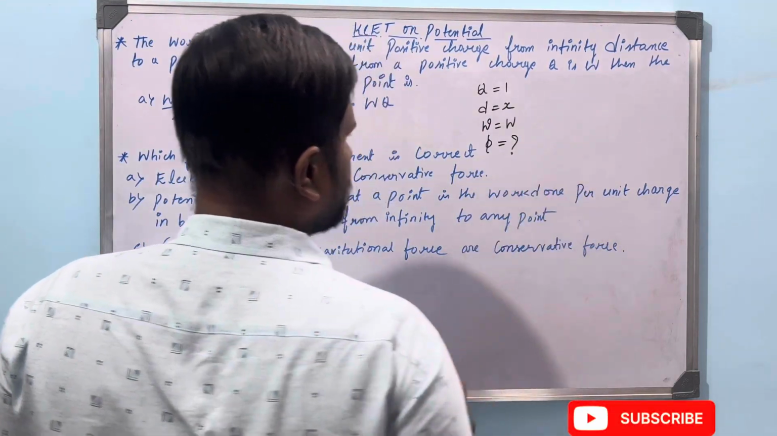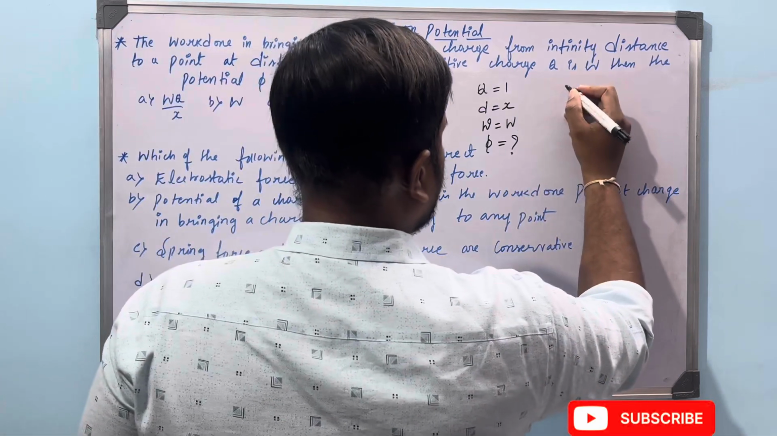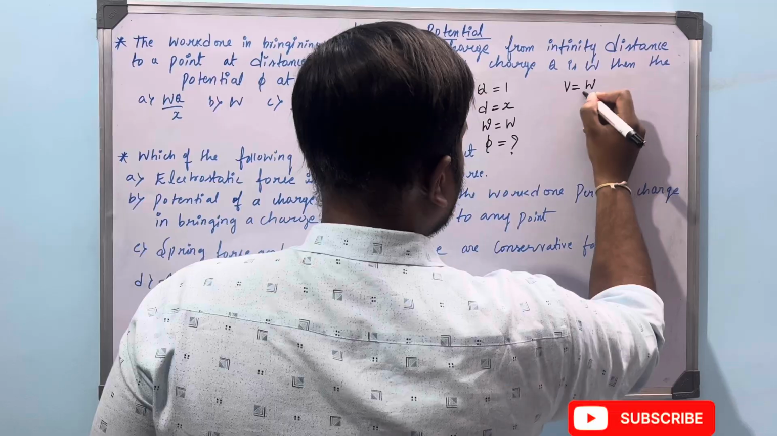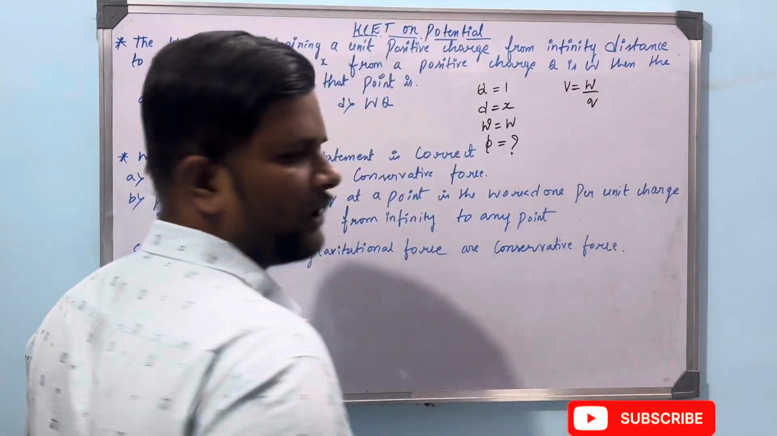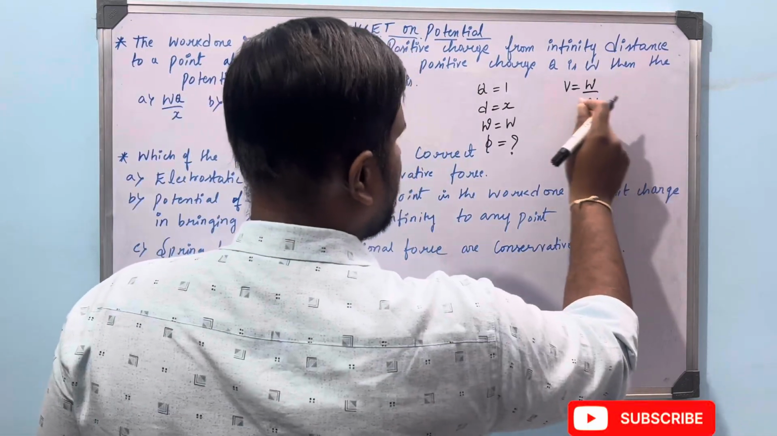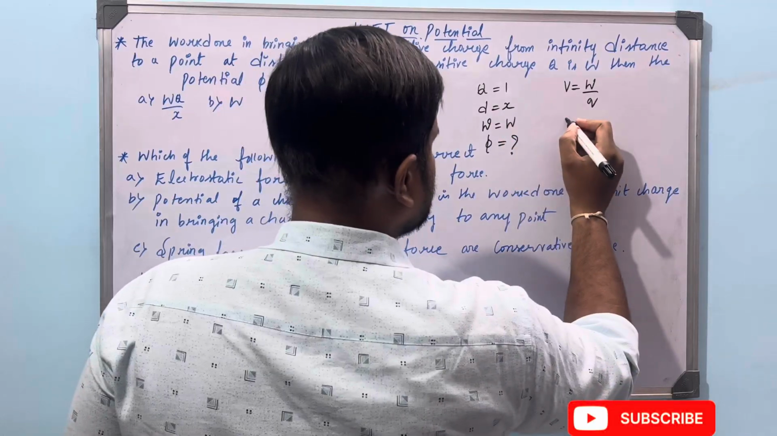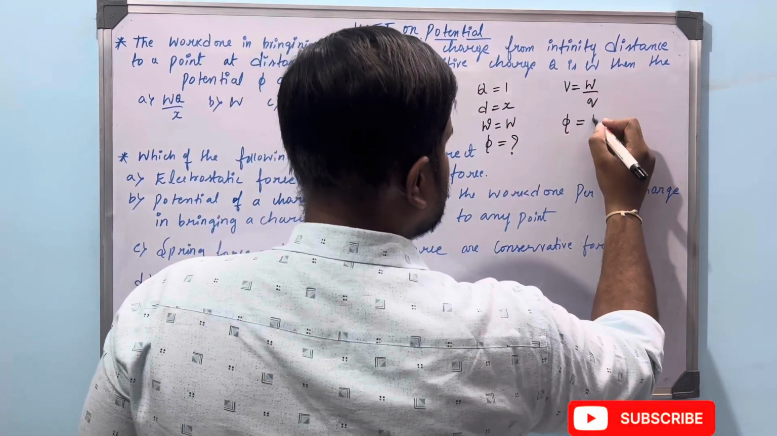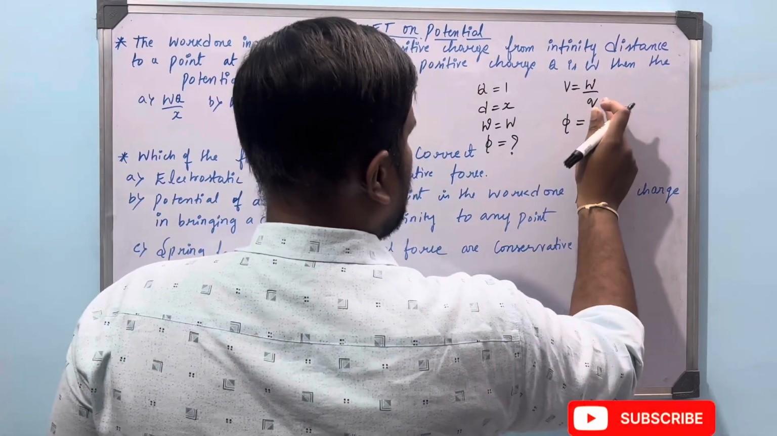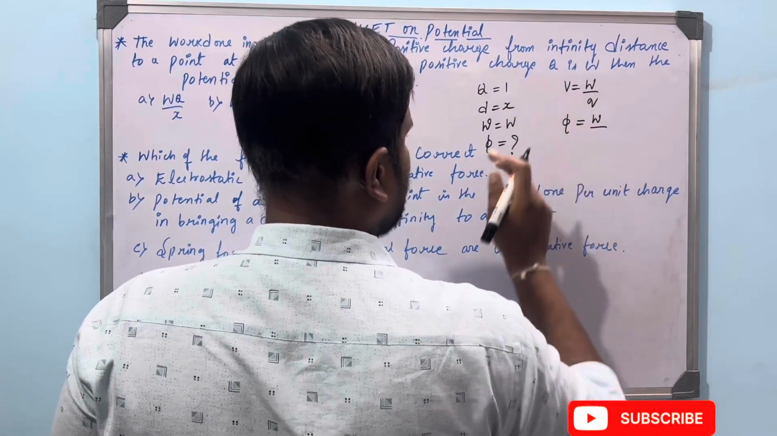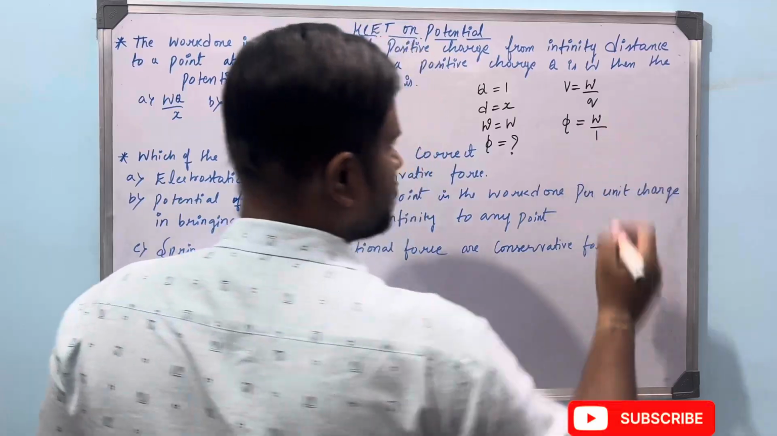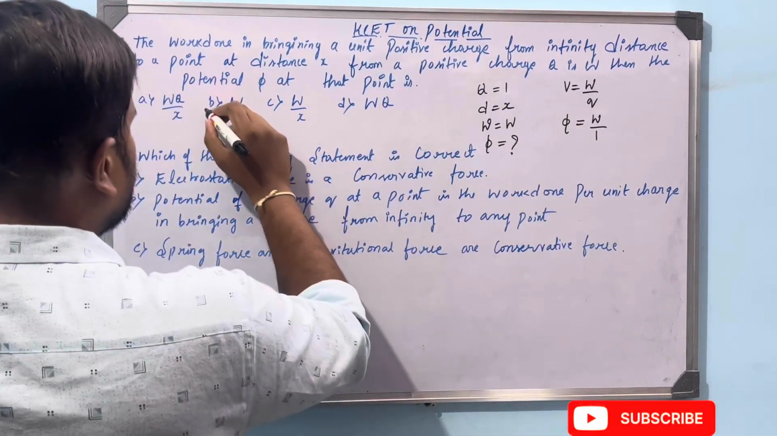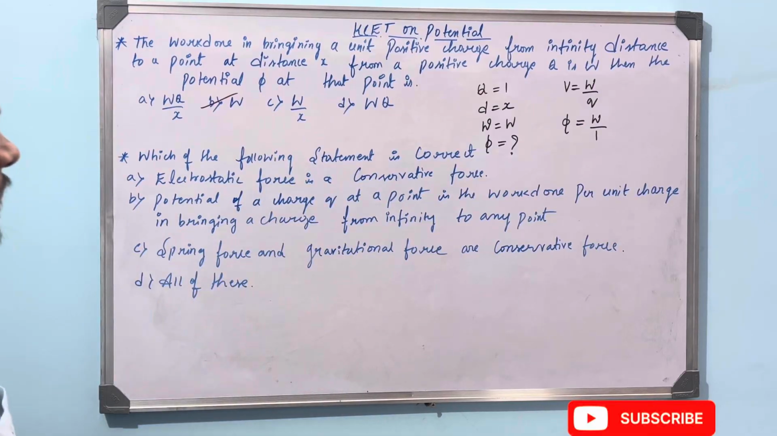What is the formula for potential in terms of work done? We know that V is equal to W divided by q. So potential is work done per unit charge. Here the potential is given as phi, so phi is equal to work done, which is W, divided by q. They have given a unit charge, so the q value becomes 1. Very simple question: the answer becomes phi is equal to W. This is the required answer.